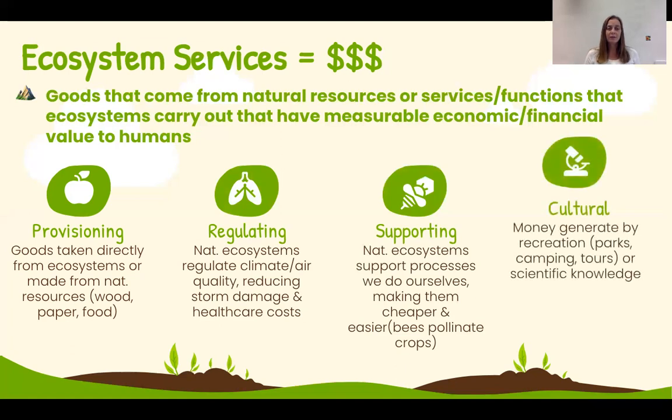And then our last type of ecosystem service is cultural ecosystem services. And you'll sometimes hear this referred to as aesthetic ecosystem services. So this is money that is generated by recreation, whether that might be admission fees for parks, camping fees, tours, any of those kinds of things, but it can also be scientific knowledge. But it's important to recognize that when we talk about an ecosystem service, we are always talking about a measurable financial impact for humans. This is a service provided by the ecosystem to us that has a monetary value.